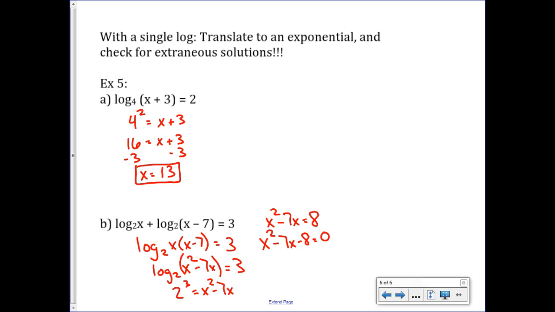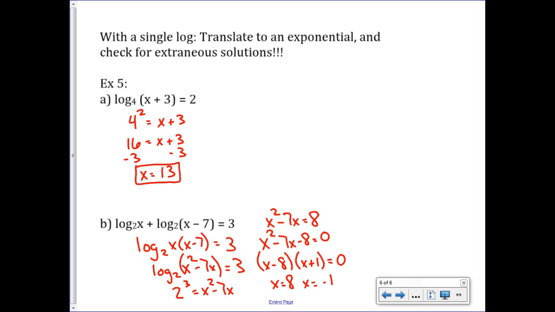And then let's see what I can factor. So I need two numbers that multiply to negative 8 and add up to negative 7. Well, that should be negative 8 and positive 1. So if both of those equal 0, then I have x equals 8, and I have x equals negative 1.